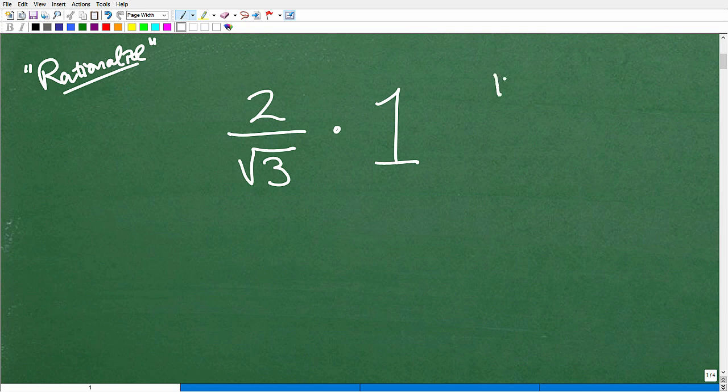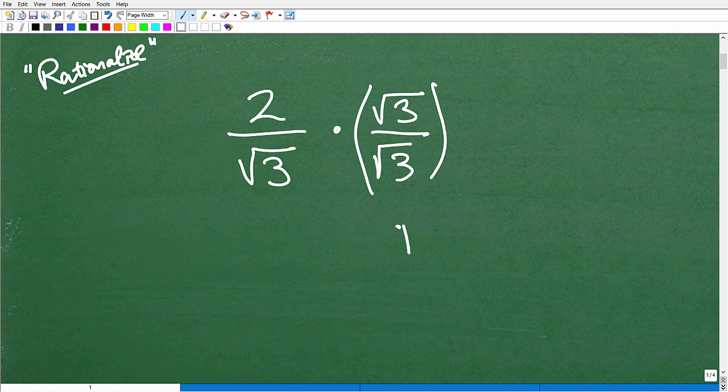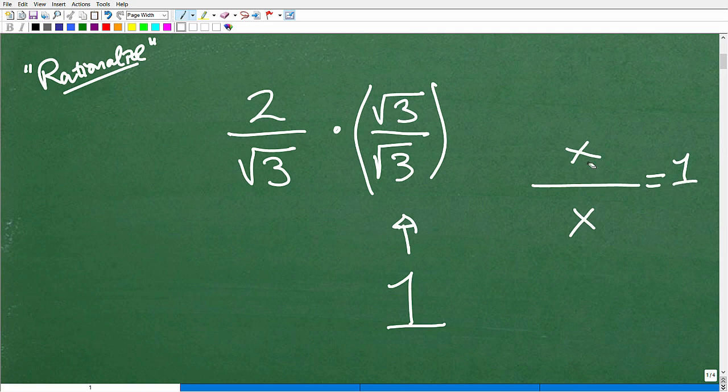Let me ask you this: any number times 1 is what? It's just the number, right? Anything times 1 is just itself. That's the multiplicative identity. So we're going to multiply this by 1, but not just any old 1. We're going to multiply it by the square root of 3 divided by the square root of 3. This right here is 1, because anything divided by itself is always going to be 1.